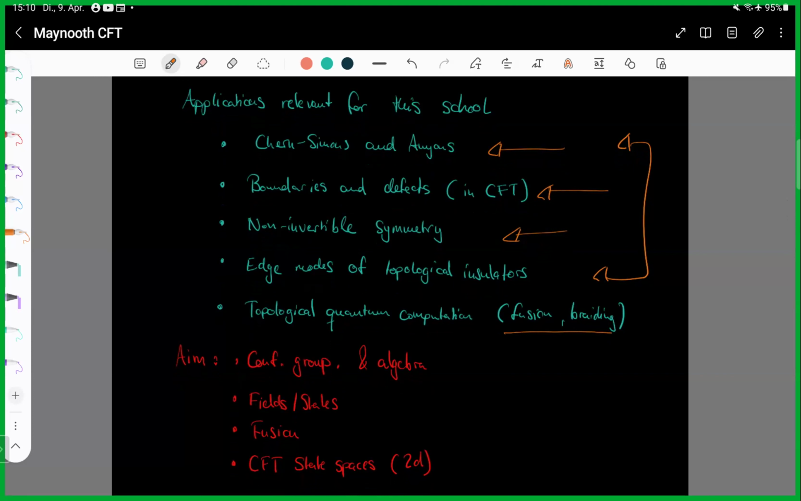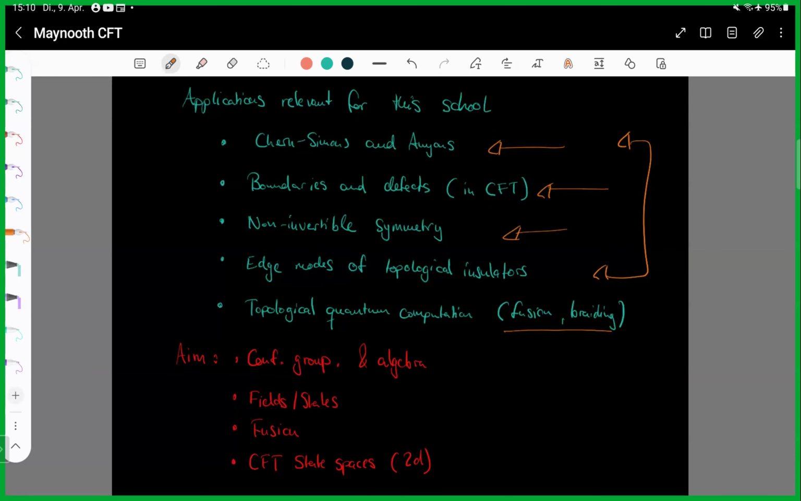So these are all very good reasons to come to this school, because these are modern topics and very interesting. But there are also very good reasons to learn conformal field theory. And that's the point that we want to address here in this preschool, at least in this part of the preschool.